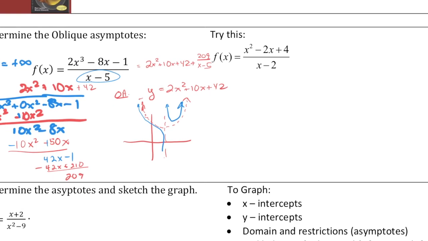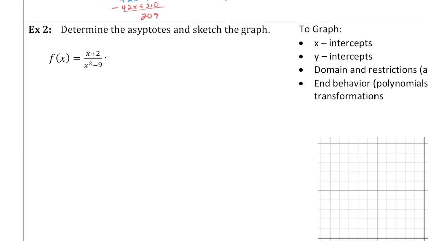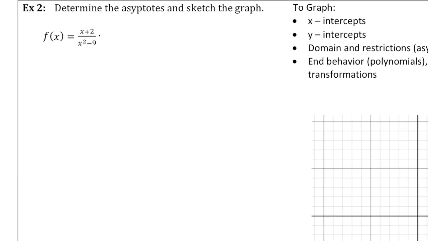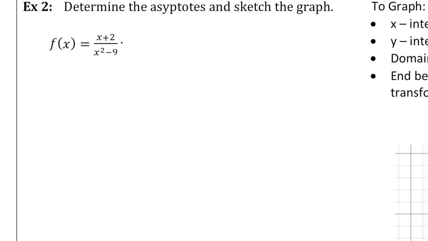All right, try example 2. Try this example. Make certain that you're able to do polynomial long division to find your oblique asymptote. All right, so for example 2, we're looking for the asymptotes, and then we're going to sketch our graph.